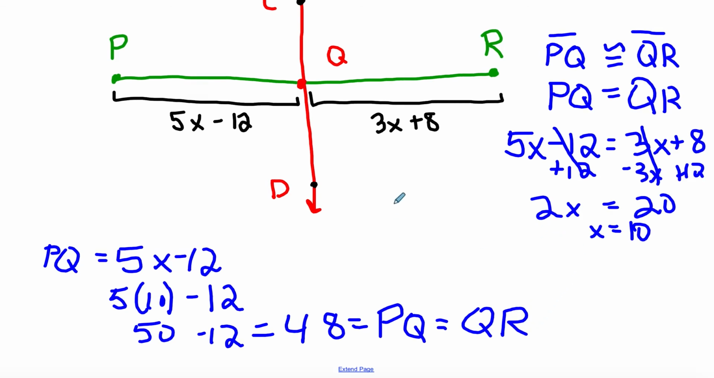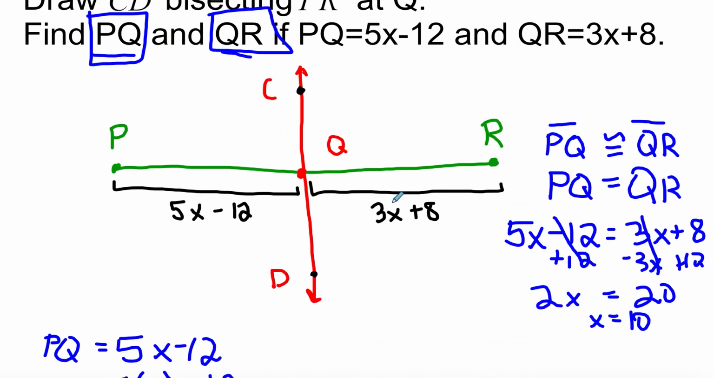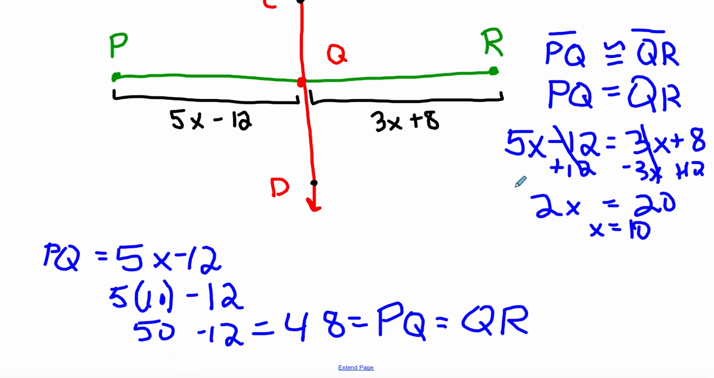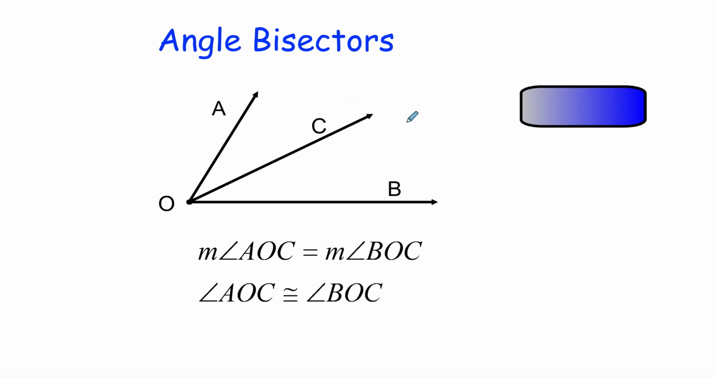Okay, so this is an example of how a bisector, some type of segment bisector, in this case this line is bisecting the segment, so this line is a segment bisector, can help us actually find some values, solve for values when it comes to solving for the lengths of segments. Well, the same is true of an angle. And we can also have angle bisectors.